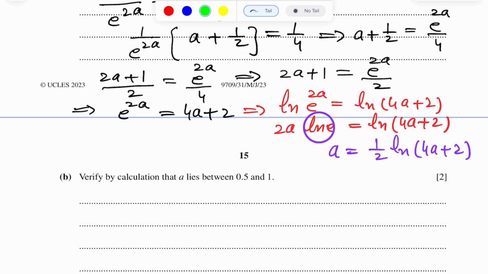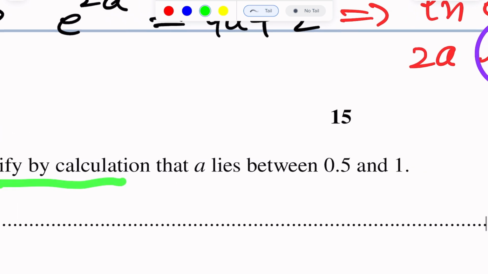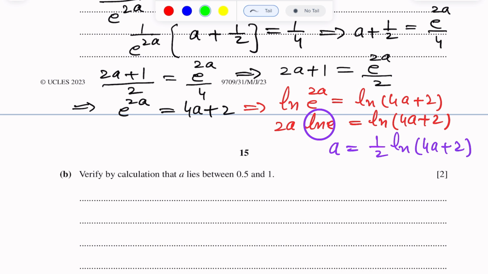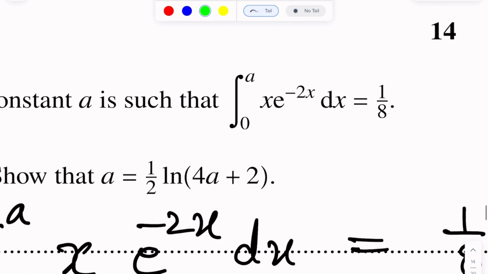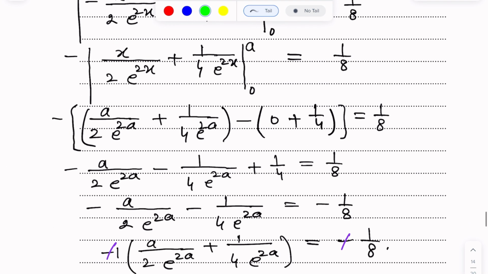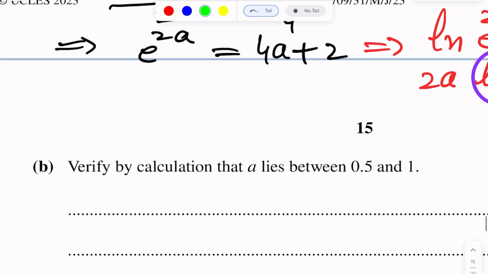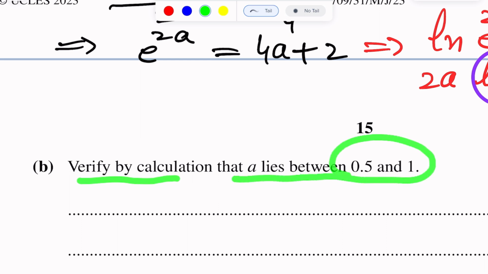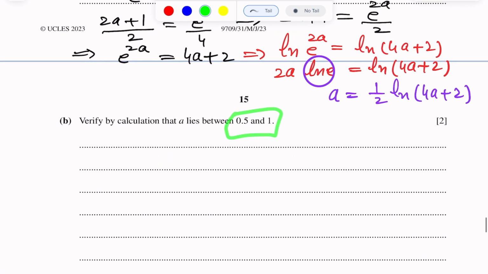The second part of this question is to verify by calculation that a lies between 0.5 and 1. This part of the question is of numerical solution of equation, the sign change rule. The first part, that is part A, was about integration. We have to show this relation, and this part B is also related to that first part. Verify by calculation that a lies between 0.5 and 1. We will use here the sign change rule.